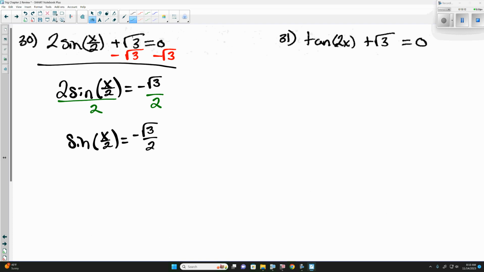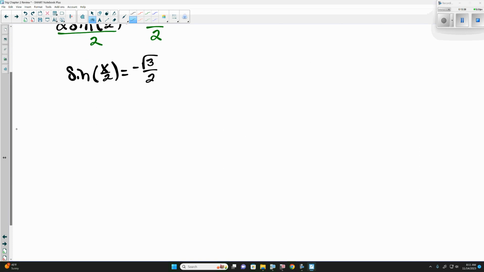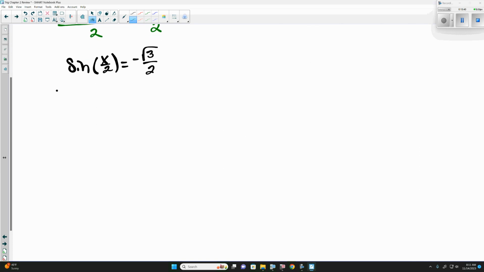Because if we wanted to, we could use the half angle formula. And the half angle formula for sine is plus or minus the square root of 1 minus cosine of theta over 2. If we can avoid that, I would avoid that. And we can avoid it here because I don't have any other sine terms. I don't have any cosine terms. I don't have anything else besides our sine of x over 2. So we can get it by itself.